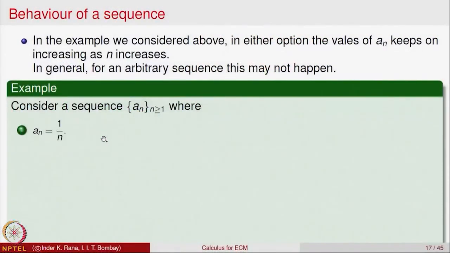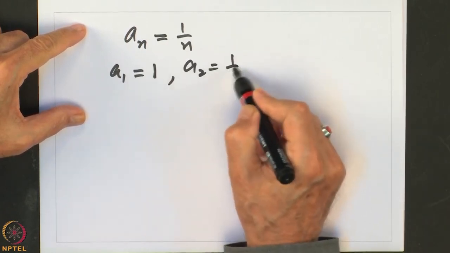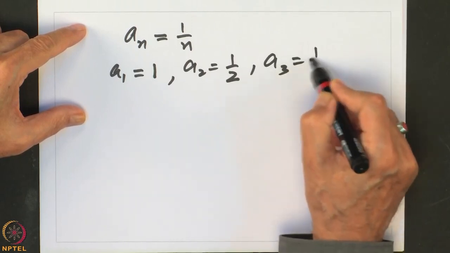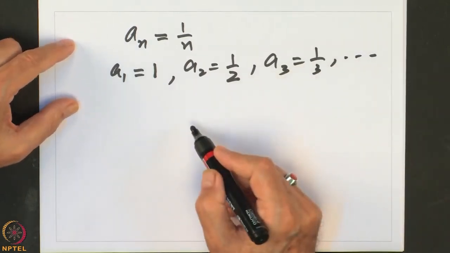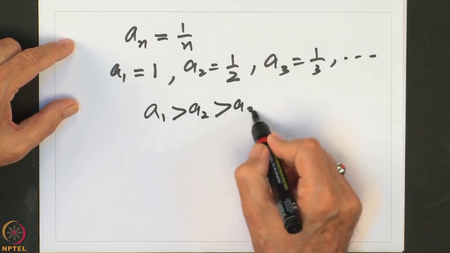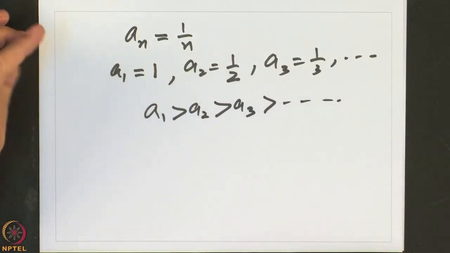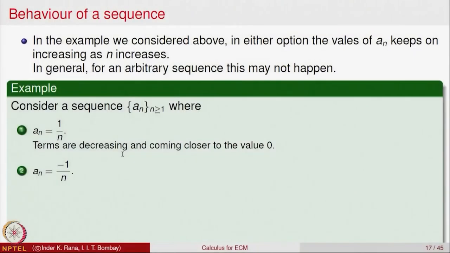For example, consider the sequence an equal to 1 over n. So, let us write the sequence. What is a1? That is equal to 1. What is a2? That is 1 by 2. What is a3? That is 1 by 3 and so on. It is quite clear that a1 is bigger than a2, a2 is bigger than a3, and so on. So this sequence 1 over n is a decreasing sequence. The first value is 1, second is 1 by 2, third is 1 by 3. The values are decreasing and coming closer and closer to the value 0.